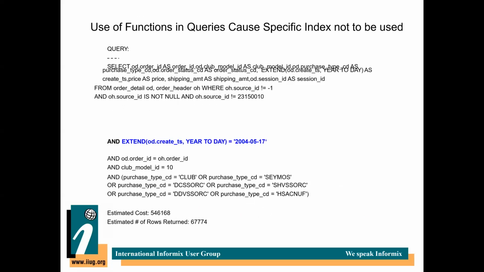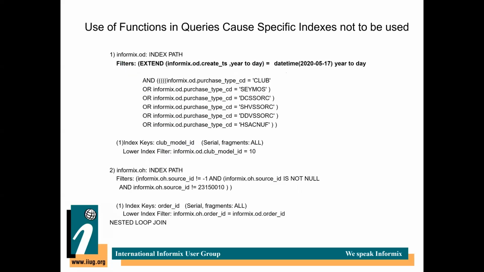And then here's another select using functions that cause a specific index to not be used. For example, this query: the customer was running it and it would take 20 minutes to run every day. When we looked at tuning it, I identified that they were using the date function, which was causing it to not use an index. By changing it to use the extend of the date, it made the query run a lot quicker. So now you can see here we're using the indexes.